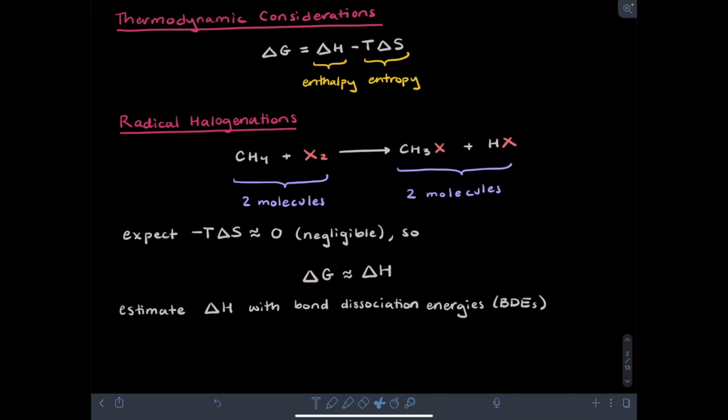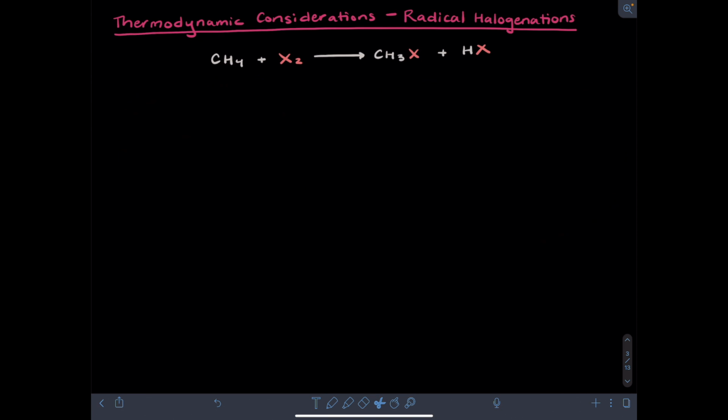And we can estimate the change in enthalpy for a reaction using bond dissociation energies. Delta H for a reaction is equal to the sum of the bond dissociation energies for the bonds broken minus the sum of the bond dissociation energies for the bonds formed. So we're going to think specifically about the strengths of the bonds broken and formed for the halogenation of methane, where X could be fluorine, chlorine, bromine, or iodine.